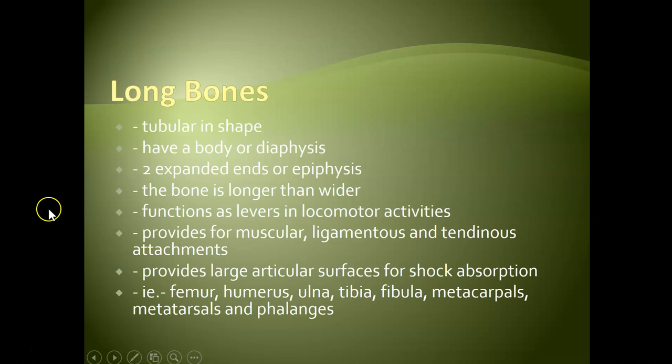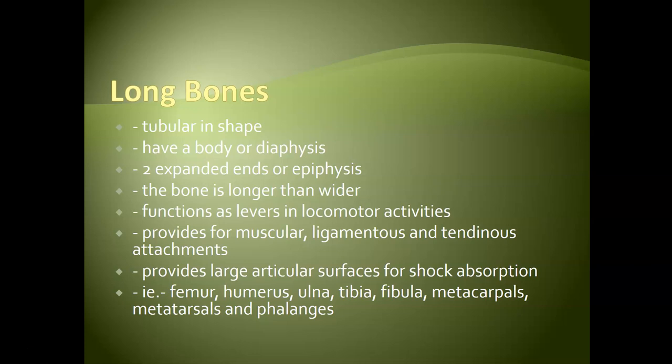So the long bone is the first one that we looked at as an example for looking at the parts of a bone. Generally speaking, what constitutes a long bone is it's generally tubular in shape. It does have a diaphysis and two expanded ends, or epiphyses. It is longer than it is wider. If you think of the femur, that makes kind of sense. Its big thing is it's a lever in locomotor activities.